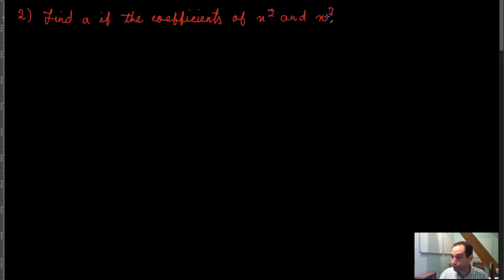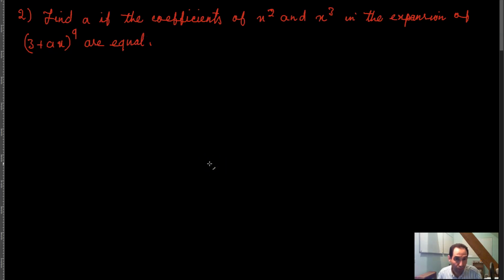Now, question number 2 is: find a if the coefficients of x squared and x cubed in the expansion of (3 plus ax) raised to the power 9 are equal. So the solution here is you want to find if the coefficients of x squared and x cubed in the expansion of this are equal.